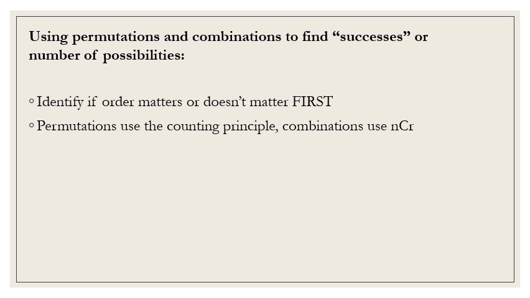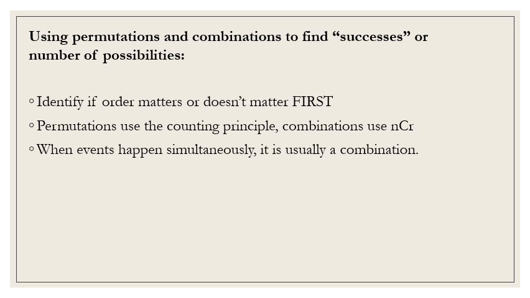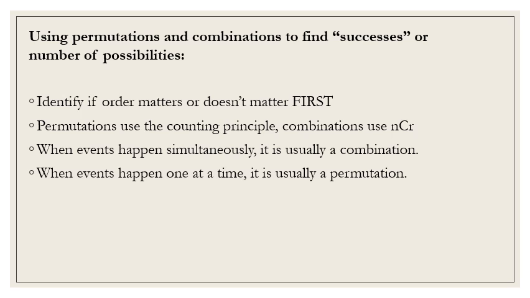This is a helpful clue that you can remember. When events happen simultaneously, it's usually a combination. And when events happen one at a time, it is usually a permutation.